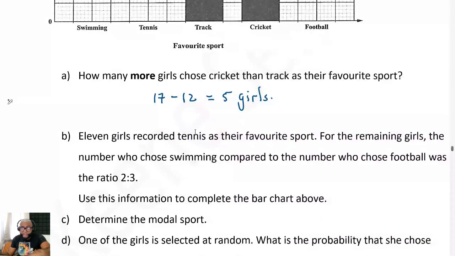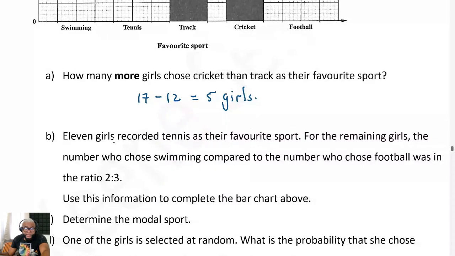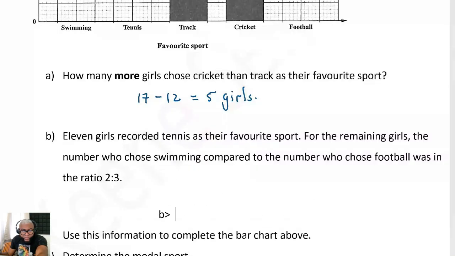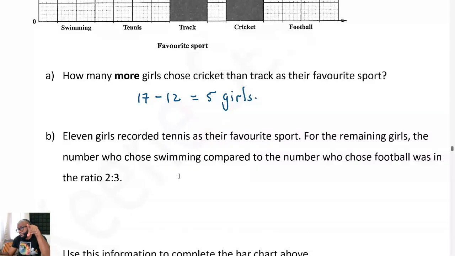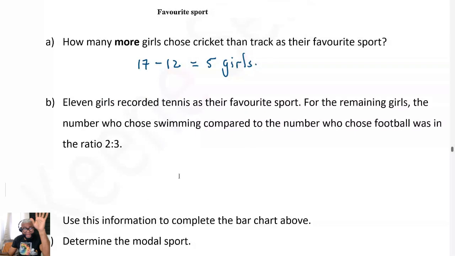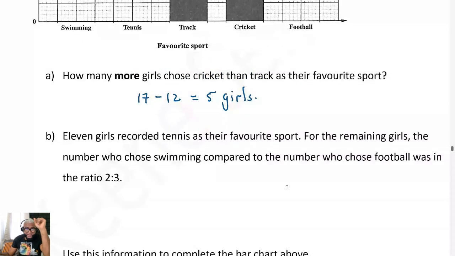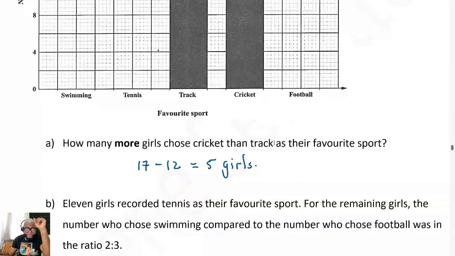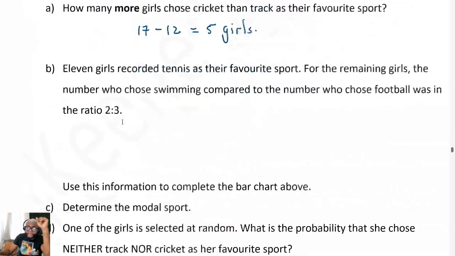Right. 11 girls recorded tennis as their favorite sport. For the remaining girls, the number who chose swimming compared to the number who chose football was 2 to 3. So they throw a ratio question into a statistics question, right? So we basically have tennis, which was 11. They didn't ask us about the bar chart yet, so it's just 11 here. This was 12, and this is 17, right? So the remainder is actually 2 to 3.